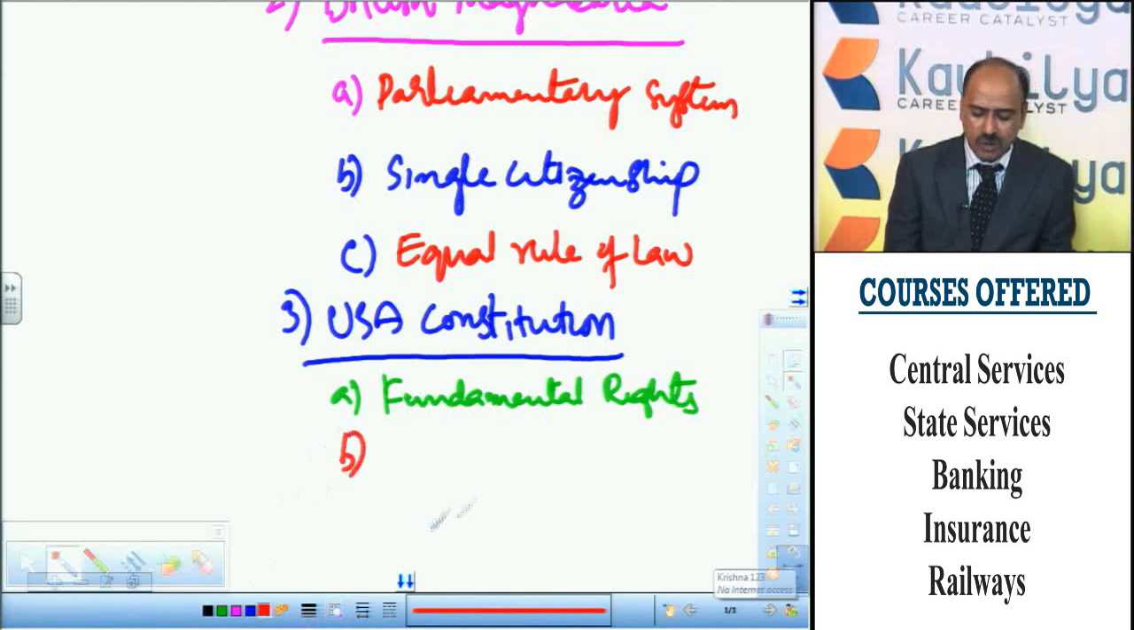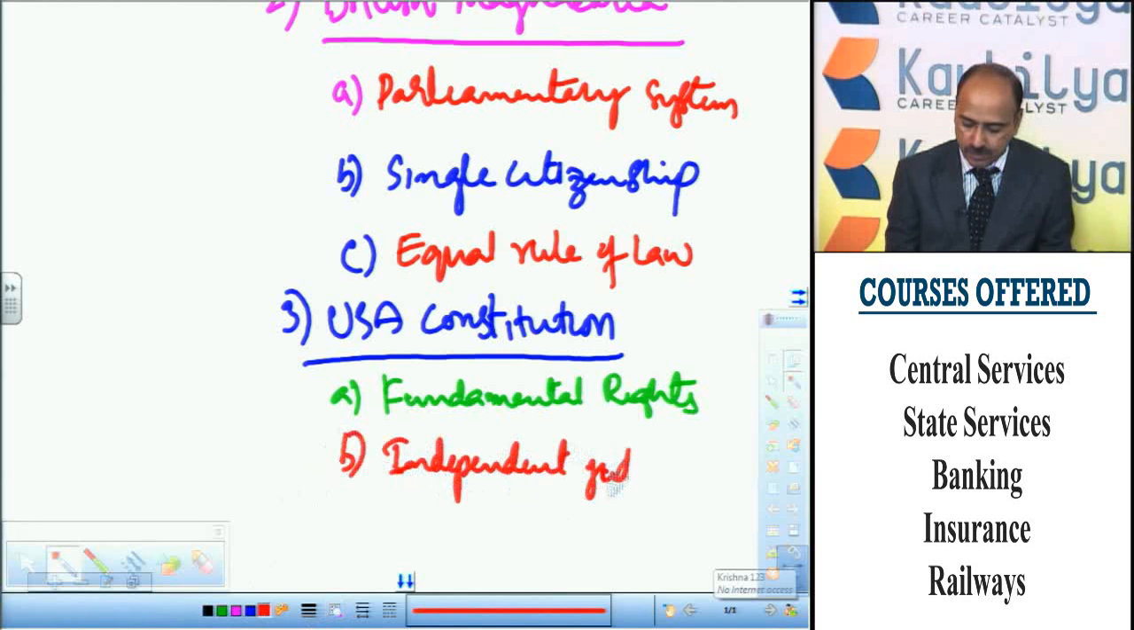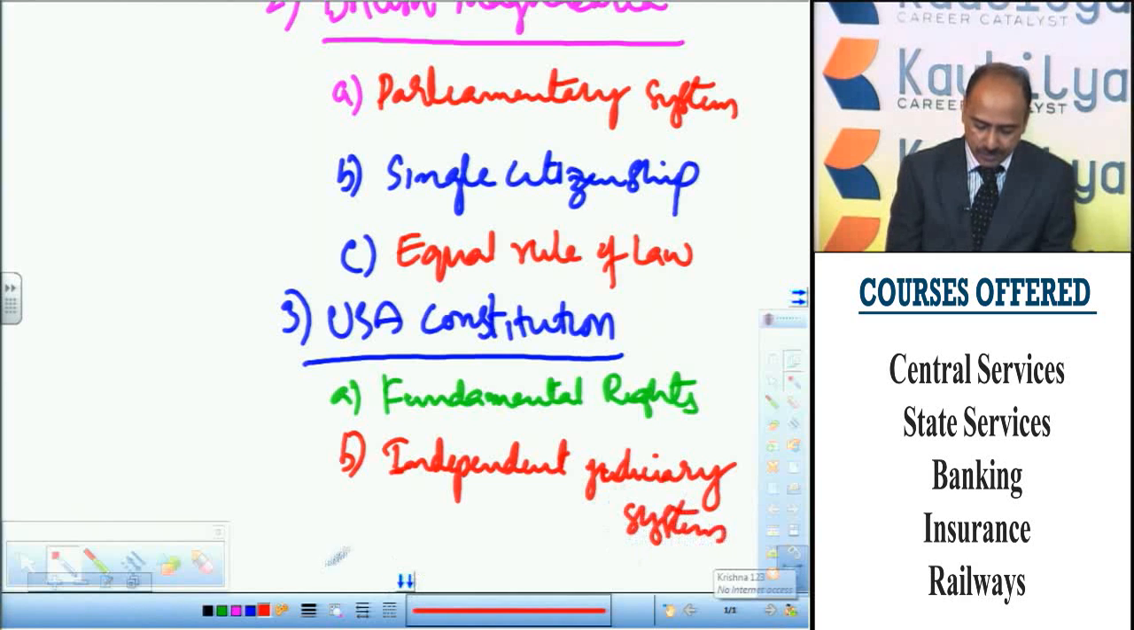The second point borrowed from America is the independent judiciary system, a very important concept. Before independence, our country was controlled by the British, and at that time the judiciary was not independent. Judges gave judgments according to the British rulers, but that is not possible now. It is an American concept.